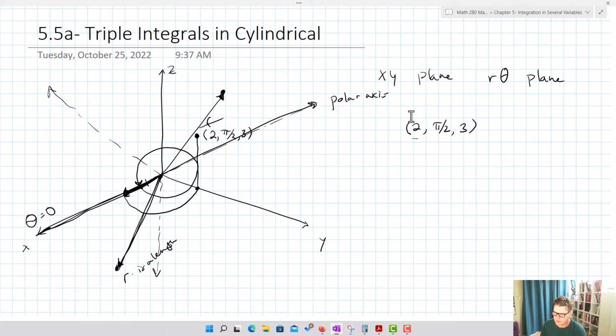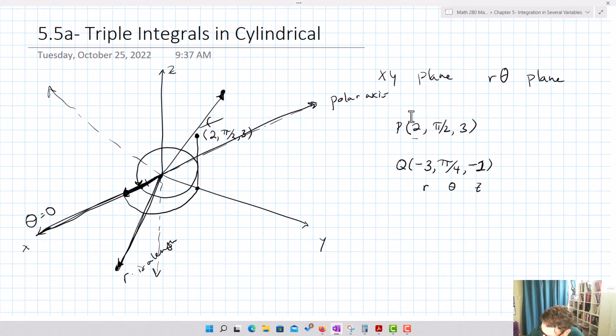Okay, we'll do this one more time. We'll have another point, call this P. We'll have Q. And let's imagine that Q is negative 3, comma, pi over 4, comma, and then let's do negative 1. All right, so this is going to be r, this is theta, this is z.